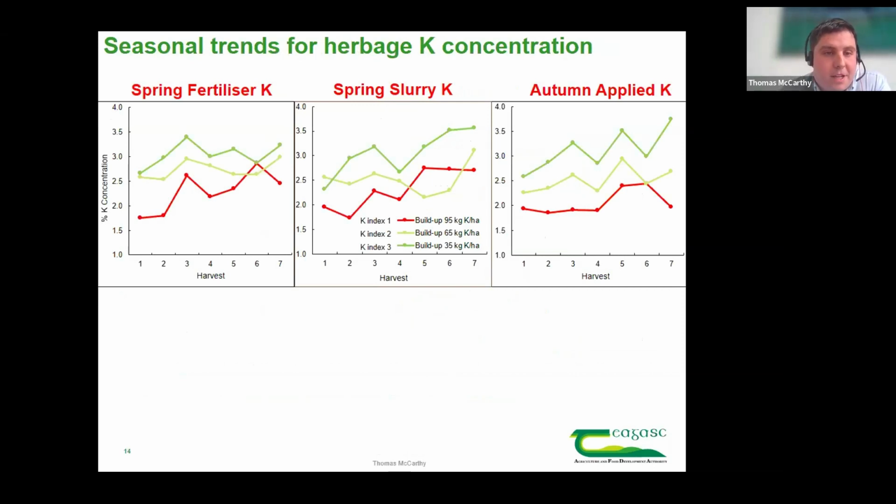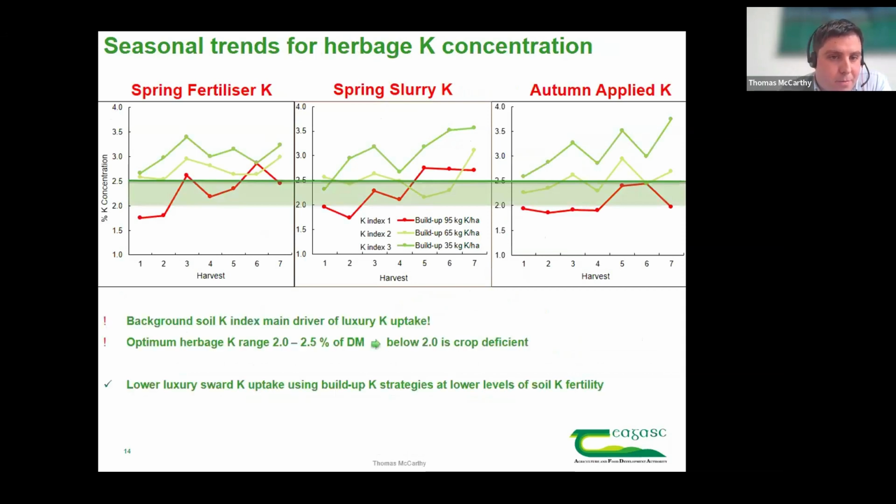Looking at that trend again across the season, if we look at the 3 application strategies, having your build up at index 1 and 2 versus maintaining index 3, we can see that we can run into issues during the grazing season with having high K in the grass, and that could be an issue maybe where you're on a farm with historic problems with grass tetany. But on the other side of it, being down at that index 1, particularly at the autumn K, we can see that we can run into problems with maybe deficiency of K in the herbage.